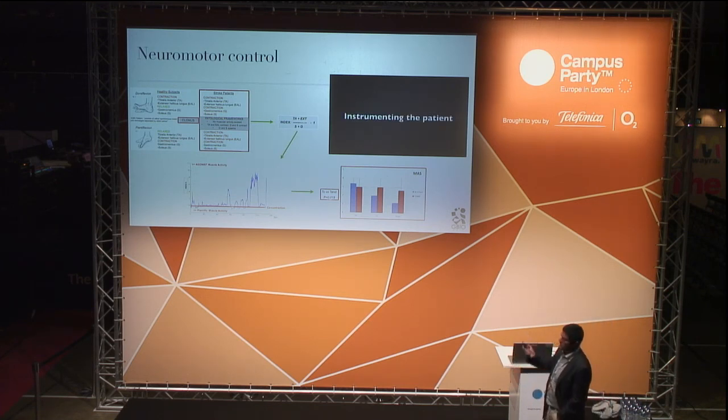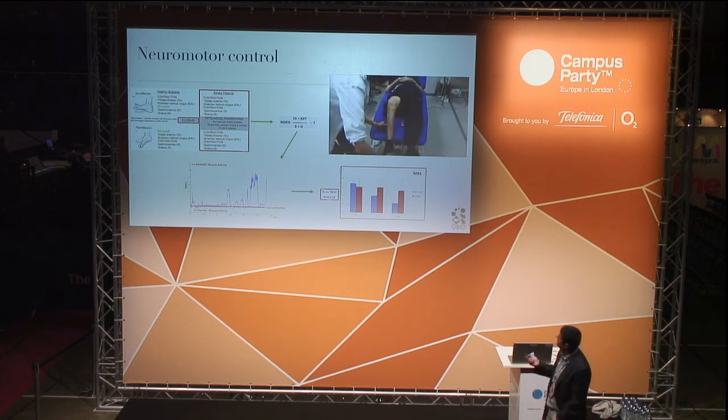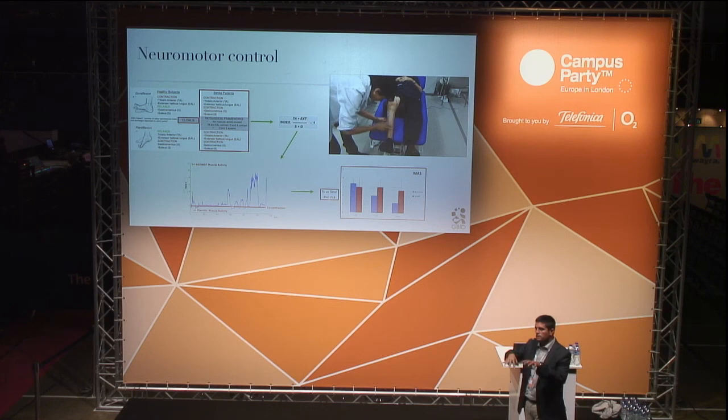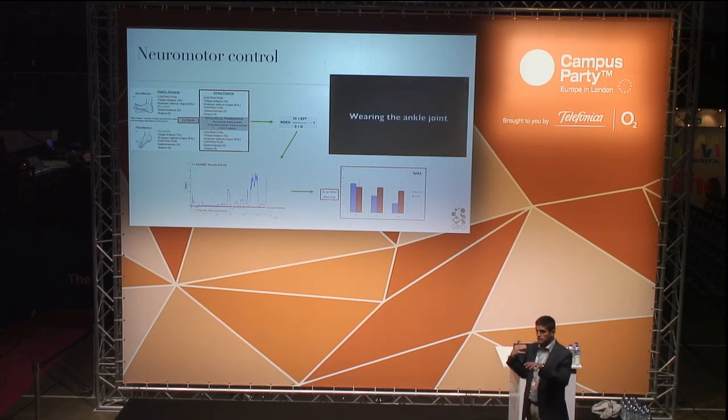This is the exoskeleton that you will see in a minute. This is the ankle part of the exoskeleton in a clinical setting. So basically, what we are trying to do is to restore the coordination that this stroke patient has lost due to the stroke at the spinal level.